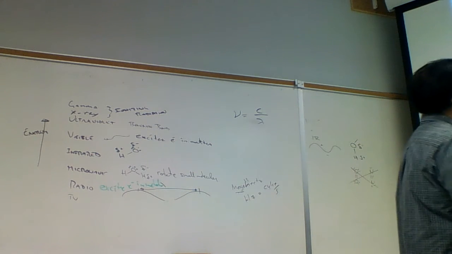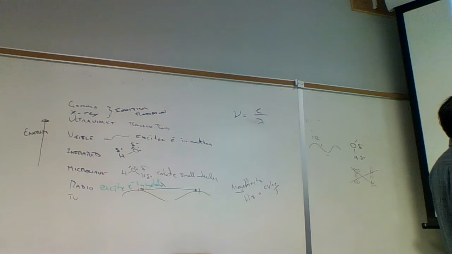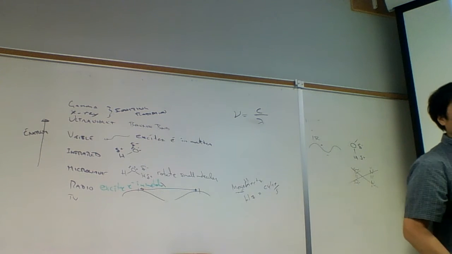An angstrom, 10 to the minus 10 meters. An atom's about this big. This is smaller than an atom. The wavelength of that, it's smaller than an atom.